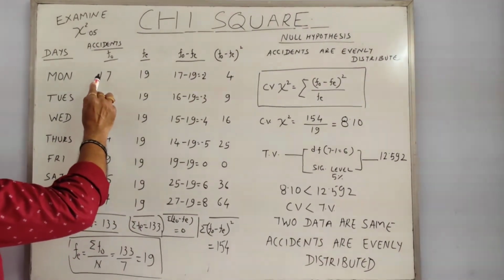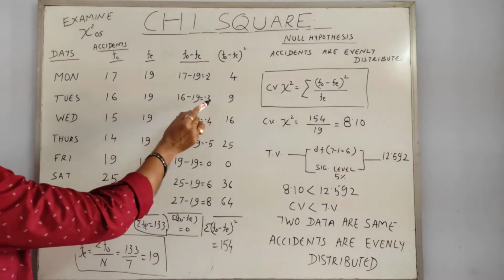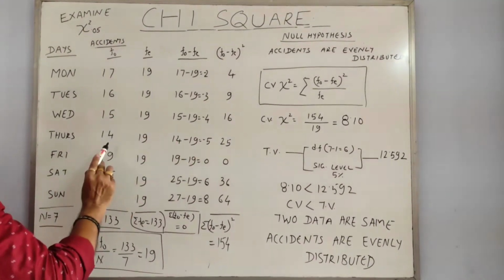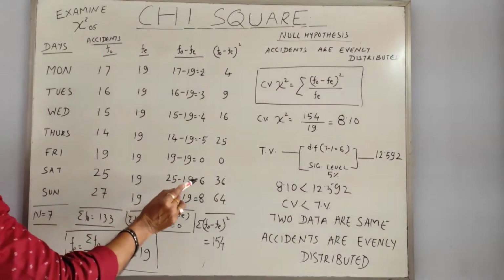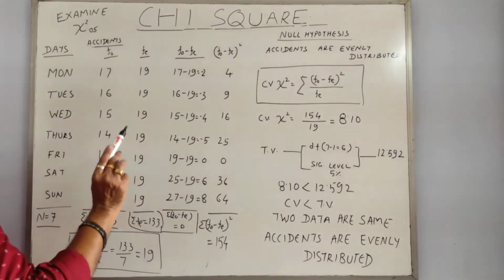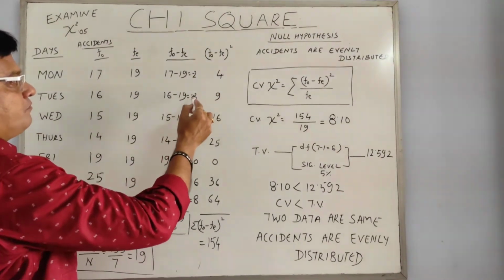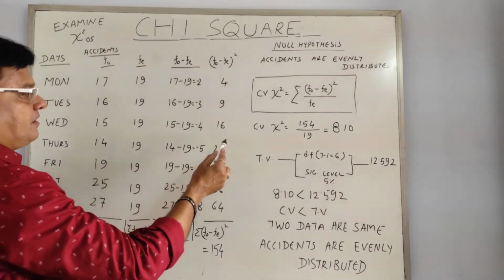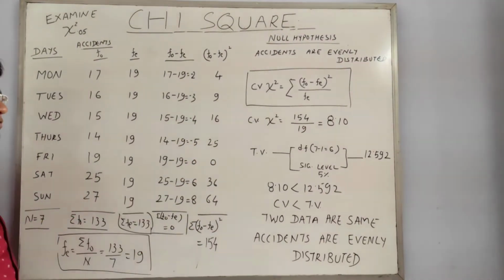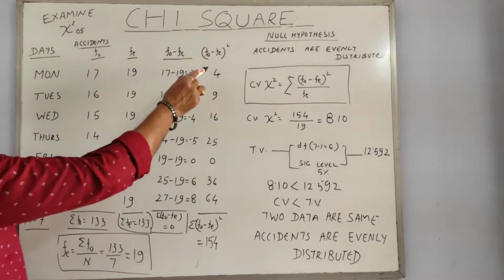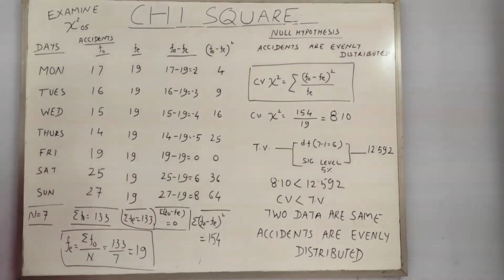And now we have to calculate FO minus FE. 17 minus 19 is minus 2, 16 minus 19 minus 3, 15 minus 19 minus 4, 14 minus 19 minus 5, 19 minus 19 is 0, 25 minus 19 is 6, 27 minus 19 is 8. And then we have to take the square value of that. So 2 square 4, 3 square 9, 4 square 16, 5 square 25, 6 square 36, 8 square 64, and 0 is of course there. Okay, and then we have to take the total of that. Sigma FO minus FE whole square is 154.